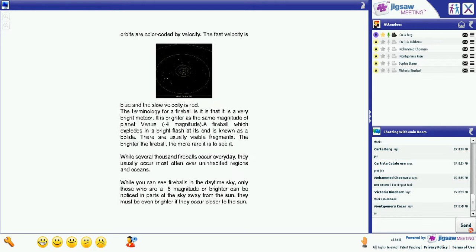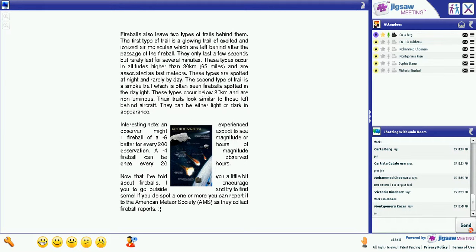The brighter the fireball, the more rare it is to see it. While several thousand fireballs occur every day, they usually occur over uninhabited regions and oceans. While you can see fireballs in the daytime sky, only those of -6 magnitude or brighter can be noticed in parts of the sky away from the sun. They must be even brighter if they occur closer to the sun.